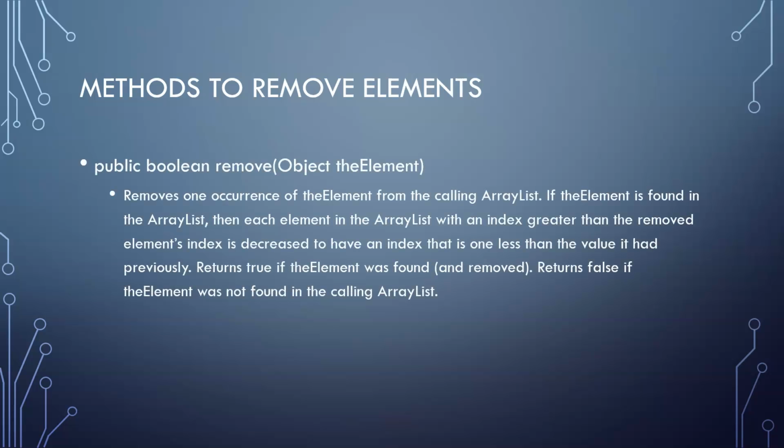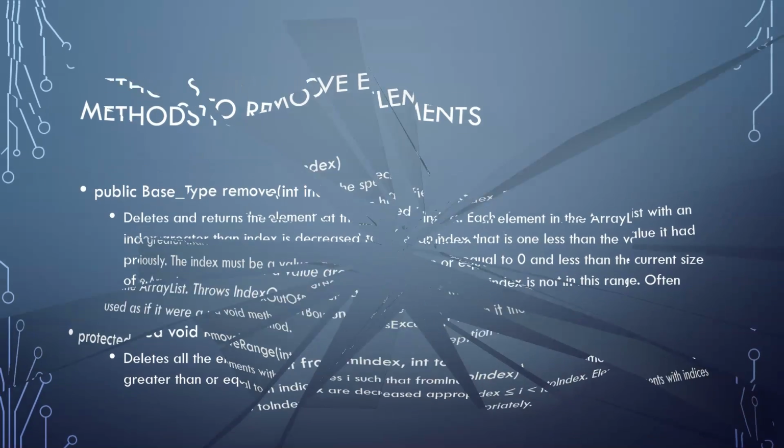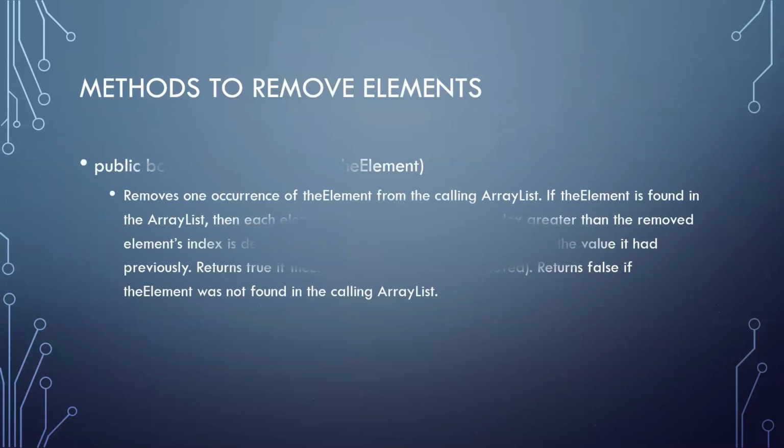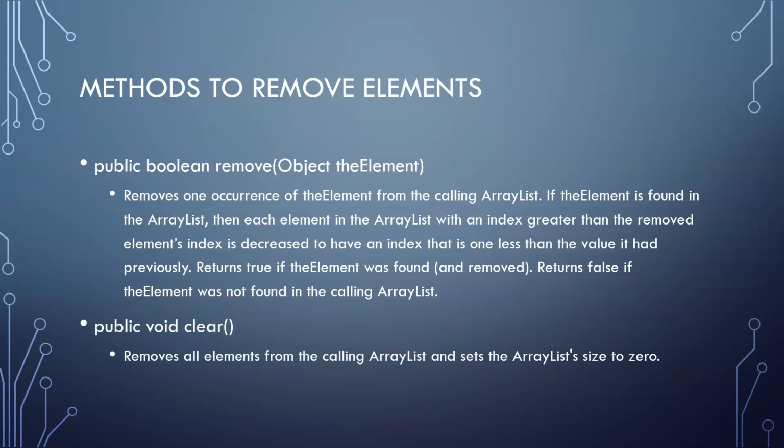Now, we also have the public boolean remove(Object element), which simply removes one occurrence of the element from the calling array list. If the element is not found in the array list, then nothing is removed. Each element in the array list with an index greater than the removed element's index is decreased to have an index that is one less than the value it had previously. So the purpose of this one is if you're looking for a specific object, this is how you can remove that value. Whereas the previous remove removes at a specified index, this one is actually looking for the value itself that might be stored there. It's going to search across the list and remove an occurrence from it.